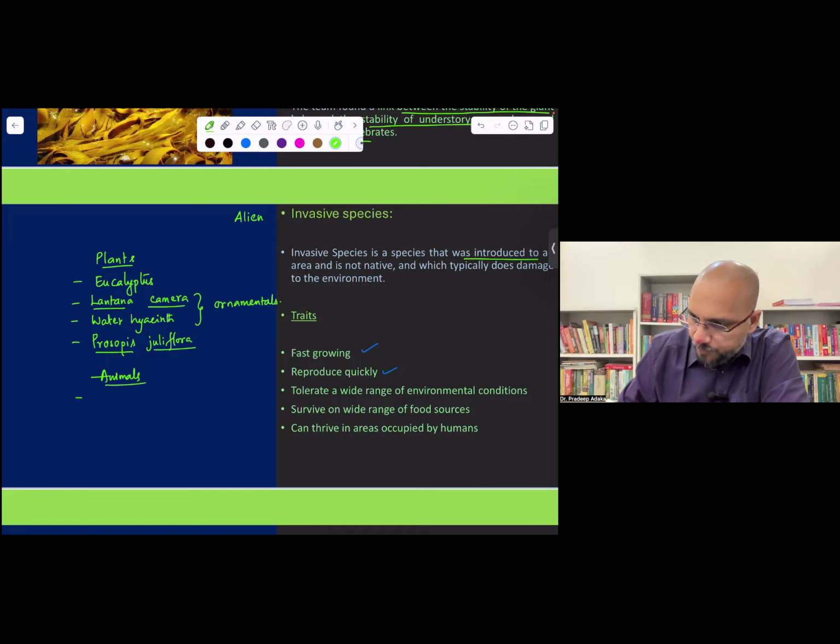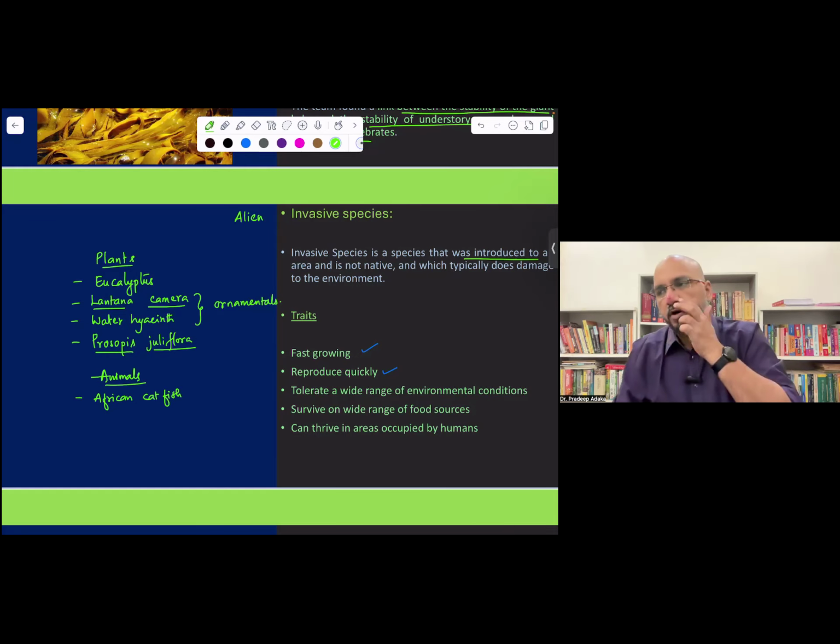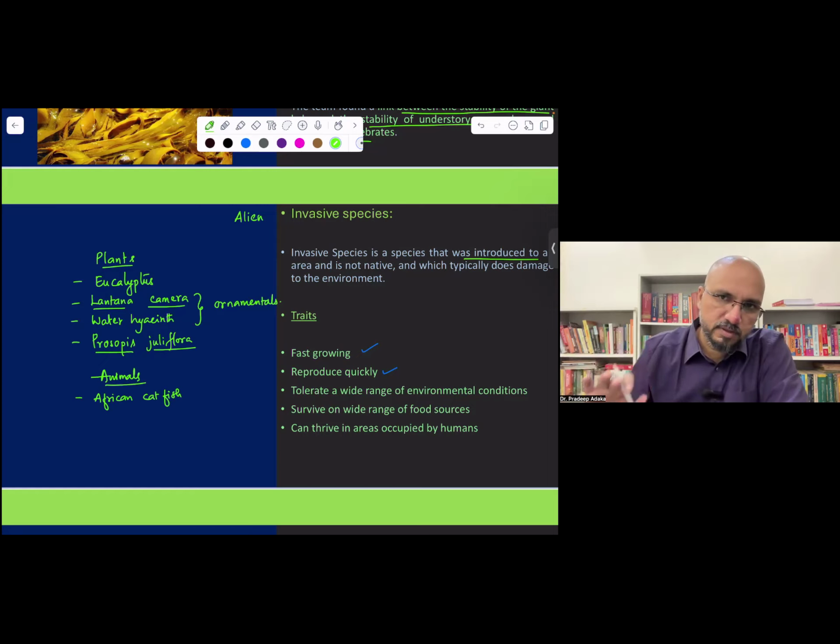in case of India, so we have African catfish. So they were brought for aquaculture. Now they have entered into rivers and ponds. They have become the dominant species now. So they are examples of alien invasive species. Then you have Nile tilapia. It is also a fish.